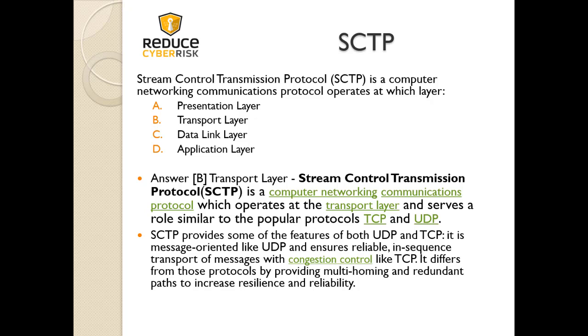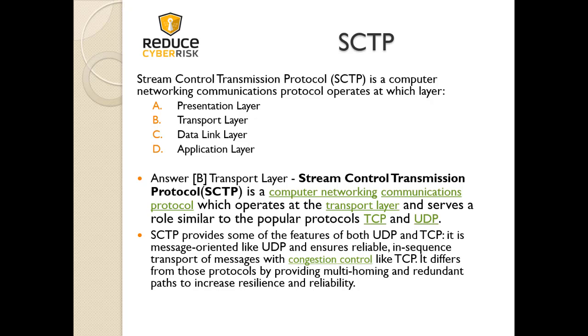SCTP, Stream Control Transmission Protocol, is a computer networking communications protocol which operates at which layer? A, the presentation layer. B, the transport layer. C, the data link layer. Or D, the application layer. Again, part of the seven-layer burrito. And the answer is B.